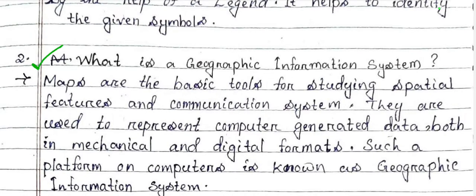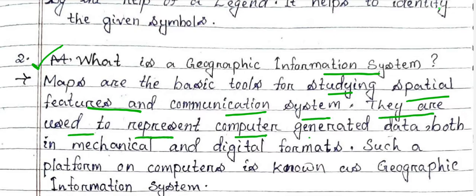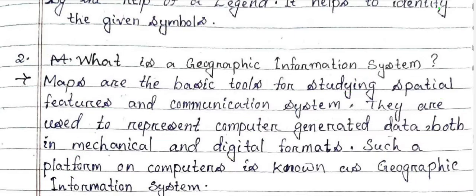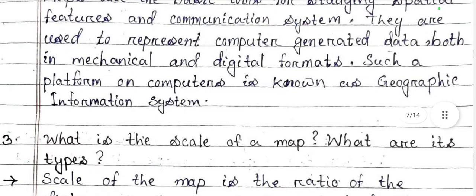What is a geographic information system? Maps are the basic tool for studying practical features and communication systems. They are used to represent computer generated data both in mechanical and digital formats. Such a platform on computer is known as geographic information system. Geographic information system.